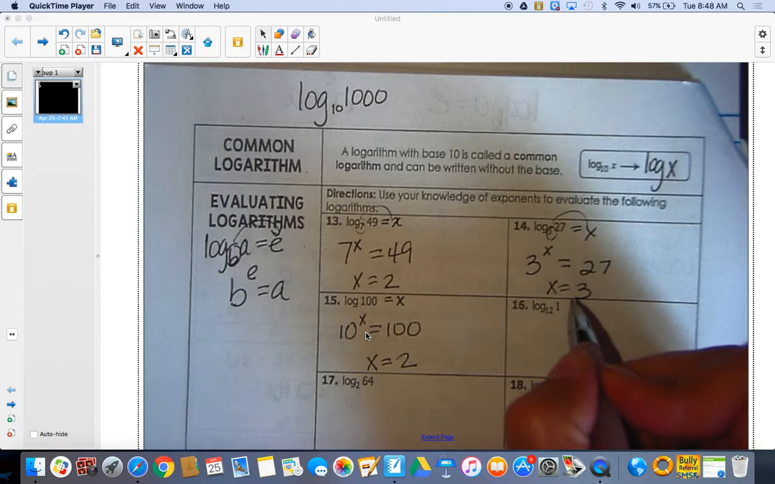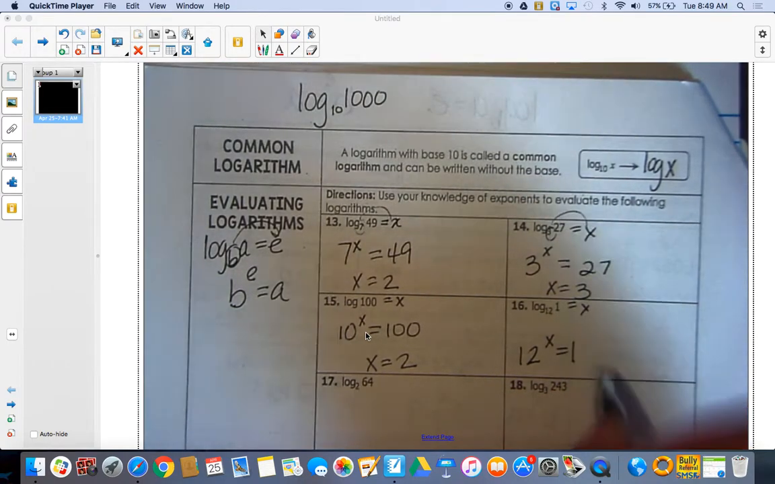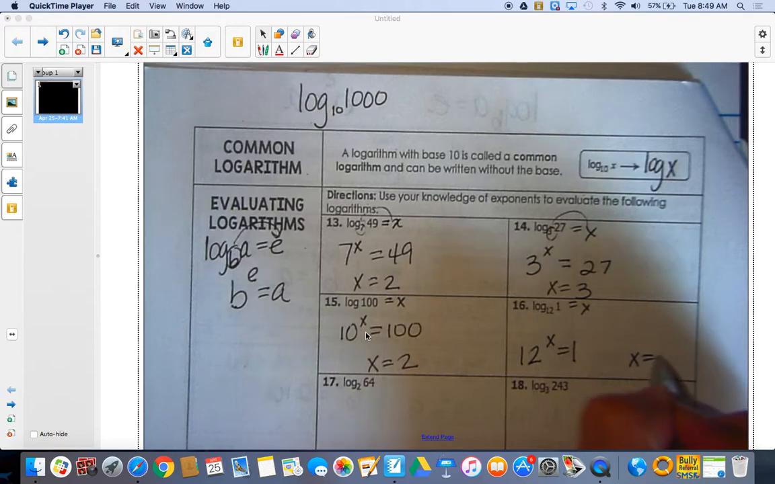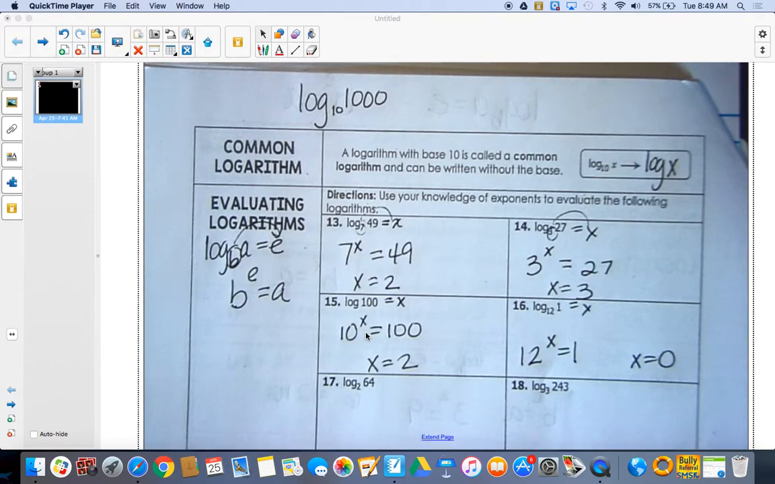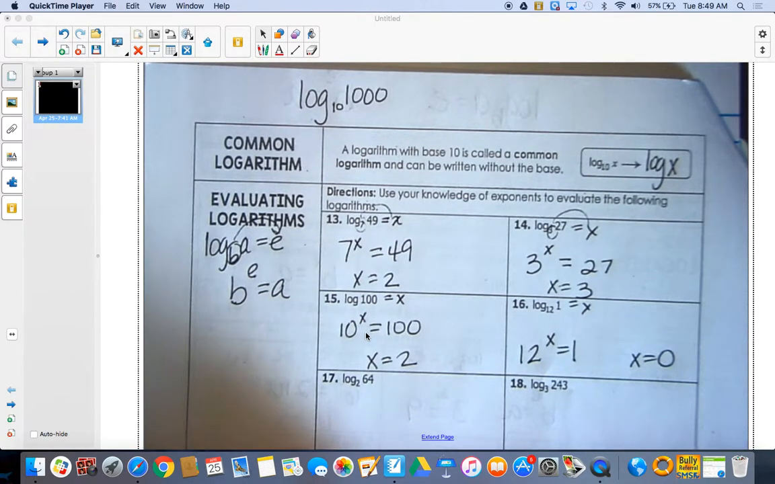Number 16, you would do 12 to the x equals 1. What would x have to equal to make this statement true? 0. Good. Okay. And we'll stop there. Except for number 19. Let's go to number 19.